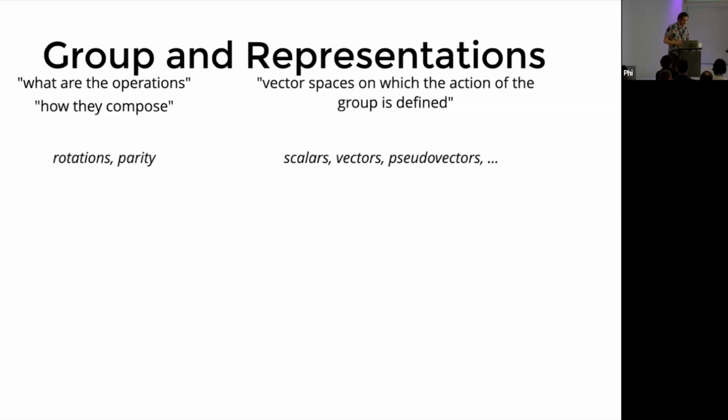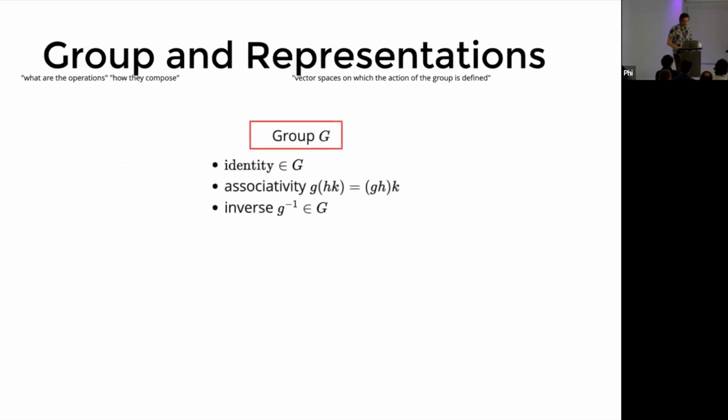If I give examples, a group can be the set of rotations. All the rotations form a group. Parity, like inverting space, is also a group. And for examples of representations, you have scalars, which are quantities that are unaffected by your operation in your group. Or you have vectors, like for rotation, vectors are things made out of 3 numbers that rotate. I guess you know what I'm talking about. Pseudovectors and so on.